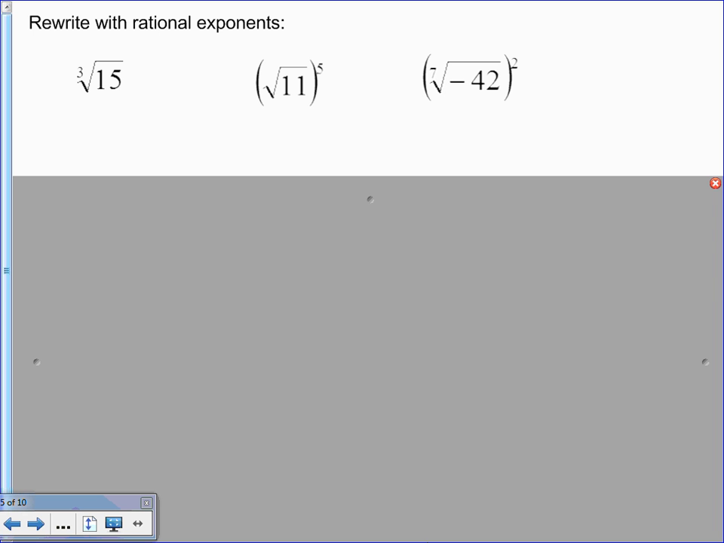Okay, so we're going to start with the cube root of 15. What's the root? 3. Where does it belong? In the denominator. So we're going to write 15 to the 1/3 and be done. Square root of 11 to the 5th. What's the root? 2. Even though you don't see it, there's really a 2 there because it's a square root. Where does the 2 belong? In the denominator. So we're going to write 11 to the 5/2.